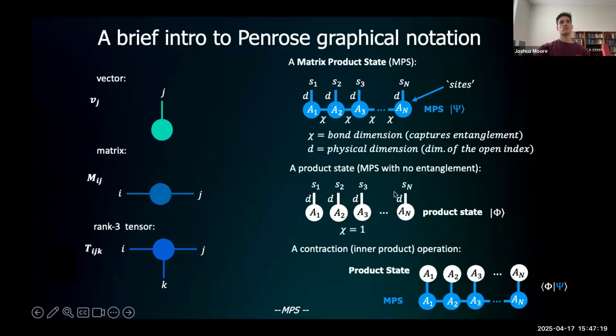We can also have a product state, which is a minimally entangled MPS. You can think about that as having a bond dimension of 1. And then we can represent operations like inner products using this graphical notation.